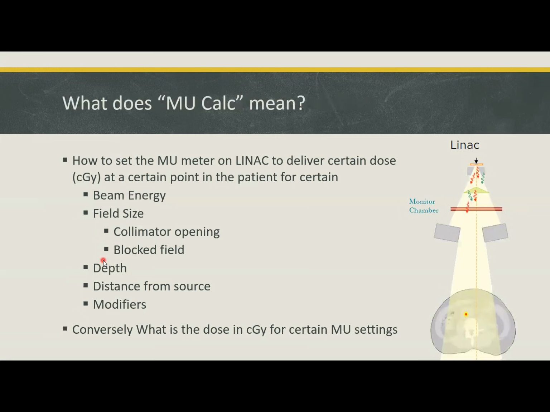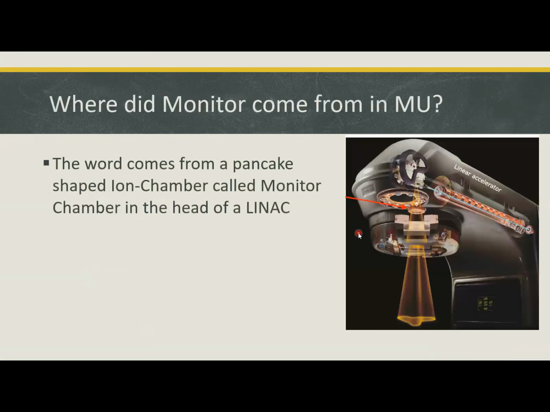So what does MU calc mean? How to set the MU monitor, MU meter on the LINAC to deliver a certain dose at a certain point in the patient for a certain beam energy, field size, collimator opening, block field, depth, distance from the source, modifier. So what is the dose in centigray for a certain MU setting? That's the question. Where did the monitor come from in MUs?